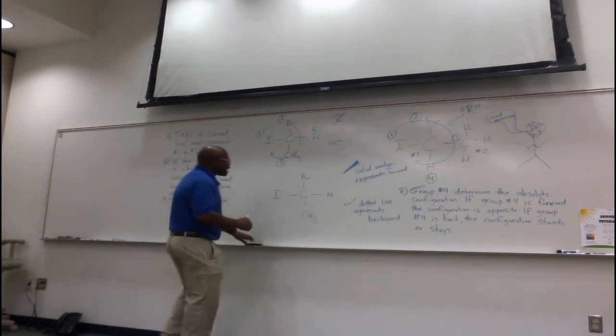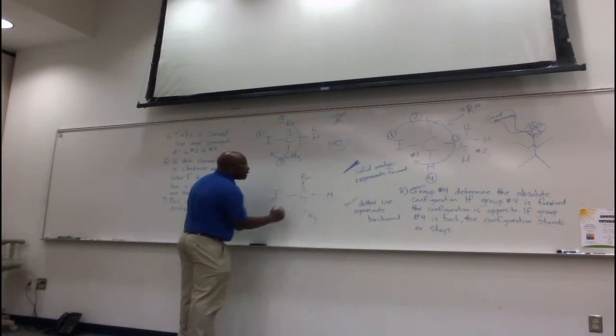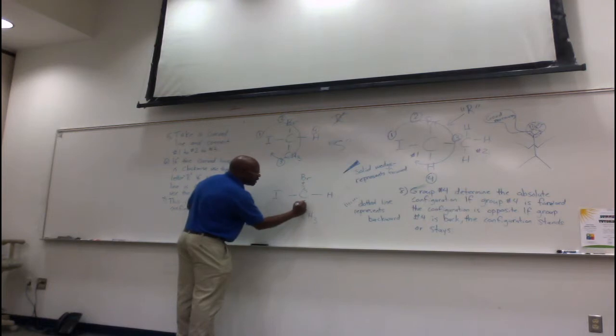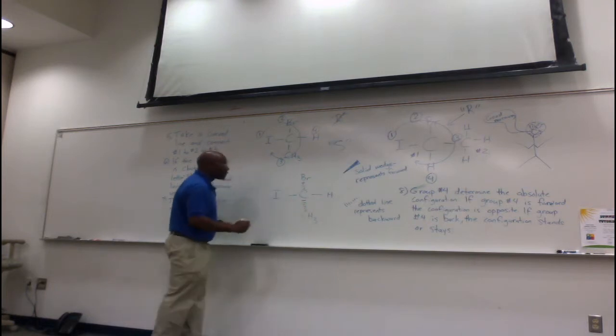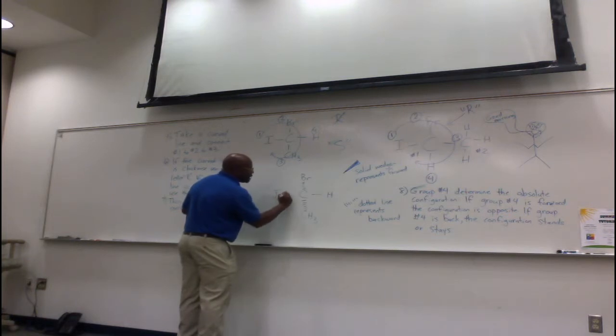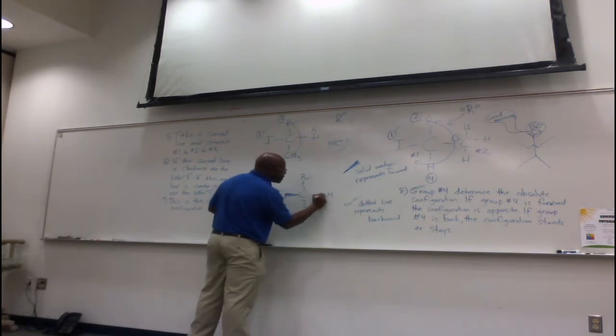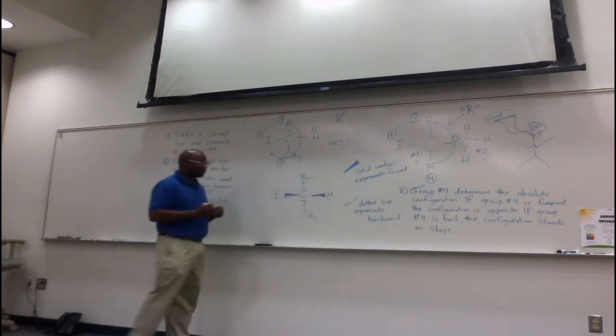So if I want to do this molecule, the bond between carbon and Br will be shown as dotted. Carbon and CH3 will be dotted. And the bond between carbon and I will be a solid wedge. And the bond between carbon and hydrogen will be a solid wedge.